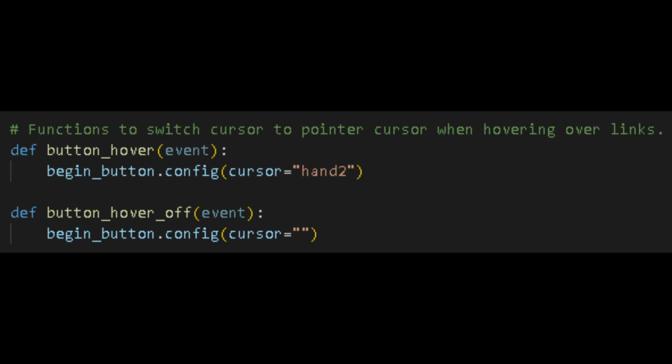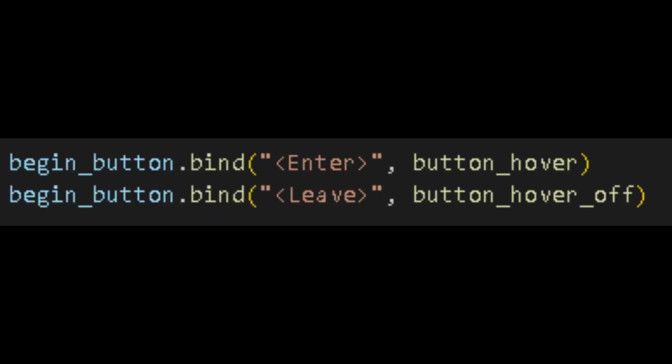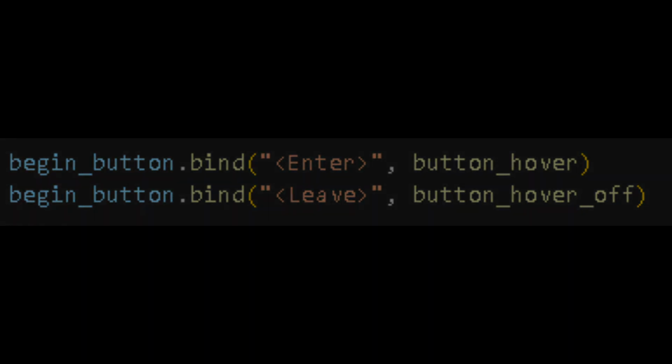The first key feature is changing the cursor type on button hover. Its function is to switch the cursor into a pointer cursor whenever the user hovers over a button. This feature was implemented to help users understand which buttons are clickable. It also boosts engagement.